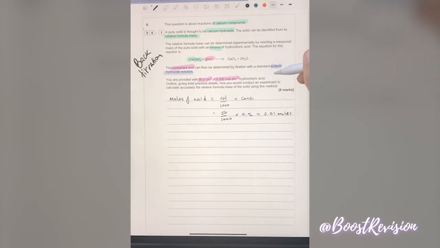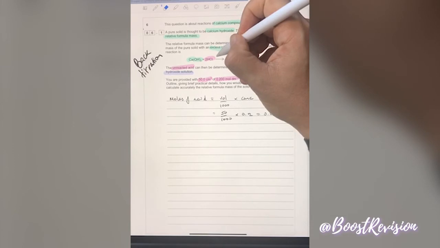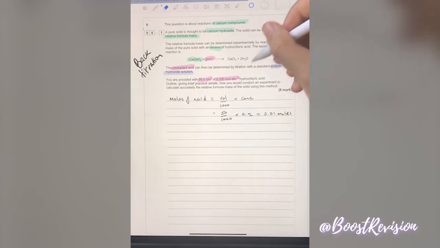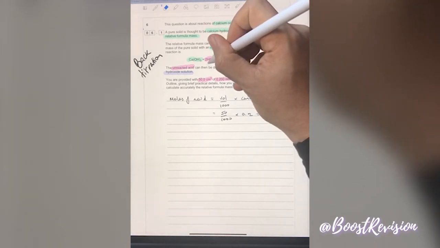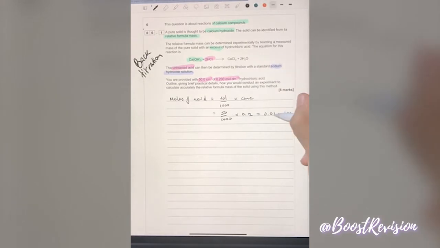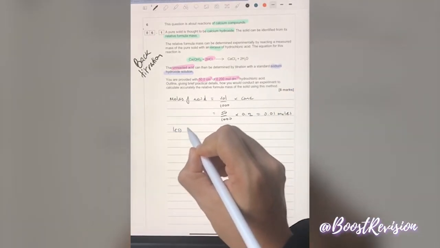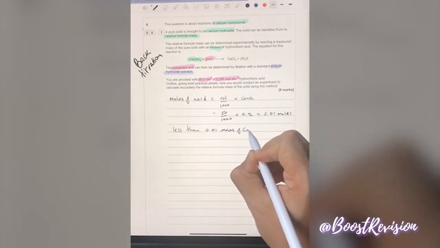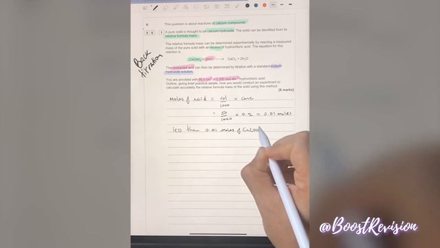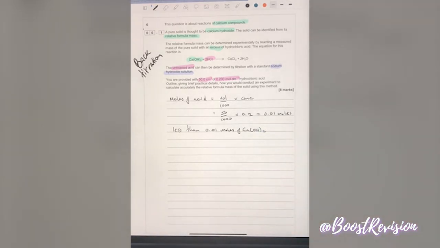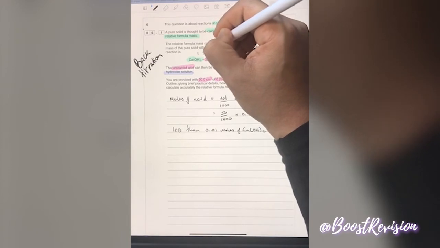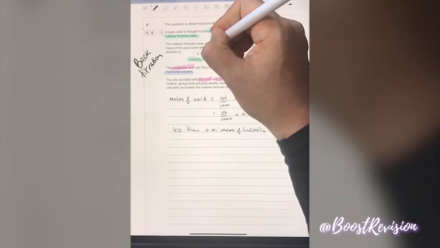So the first thing about appreciating that we need an excess of acid is identifying how much of this calcium hydroxide we should react with that. In order to have an excess of this acid, we want to make sure that we have less than 0.01 moles of calcium hydroxide, or that pure solid, which is what we're interested in. Actually, looking at this equation, we've got a 1 to 2 ratio, which means we need less than half of this amount.